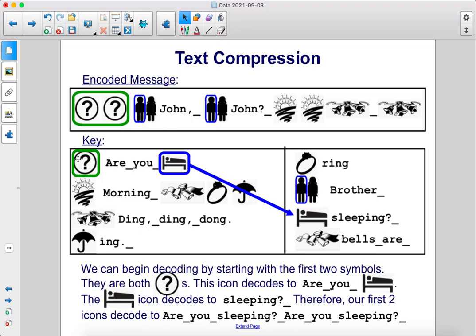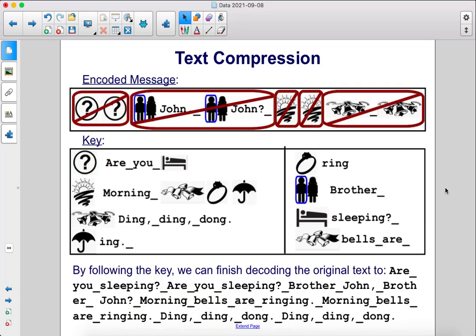This icon here decodes to RU with another icon of a sleeping person. This sleeping icon decodes to sleeping question mark. Therefore, our first 2 icons decode to are you sleeping? By following the key, we can finish decoding the original text to are you sleeping?